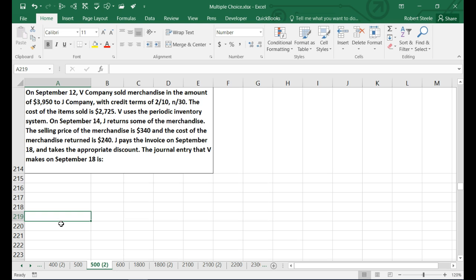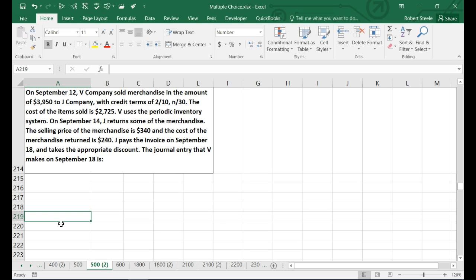On September 14th, J returns some of the merchandise. The selling price of the merchandise is $340. The cost of the merchandise is $240. Okay, J pays the invoice on September 18th and takes the appropriate discount. The journal entry that V makes on September 18th.